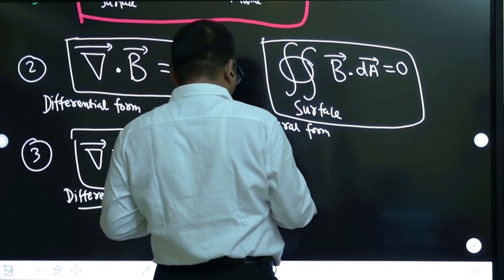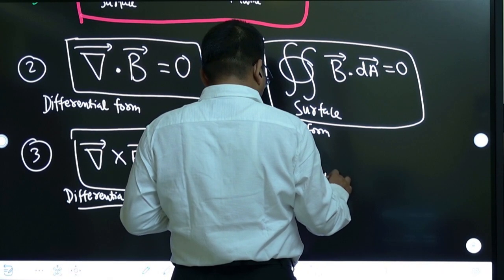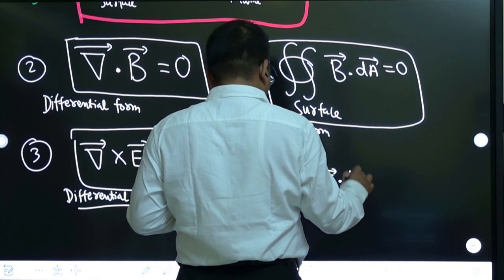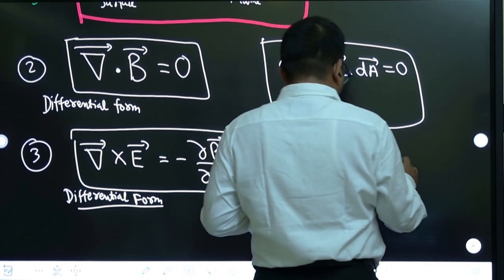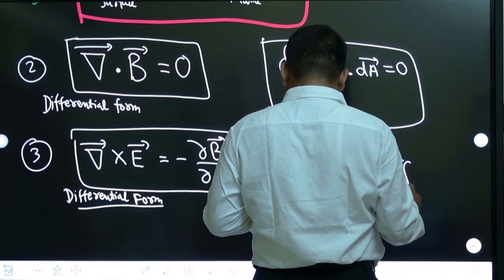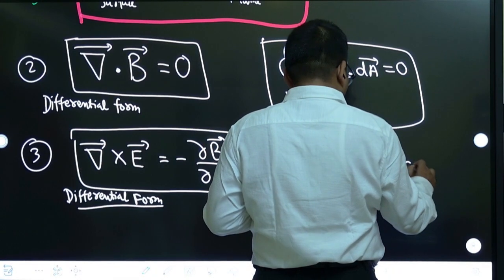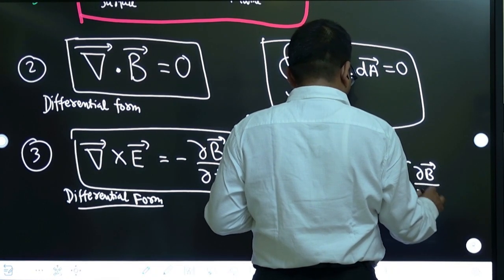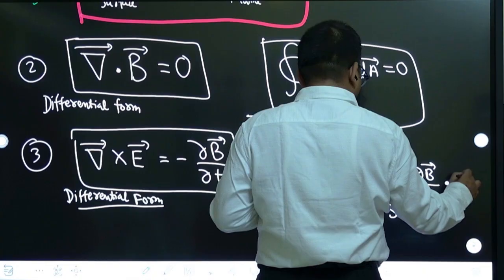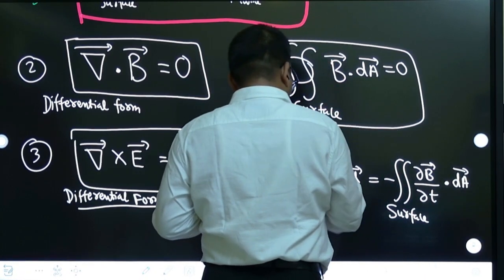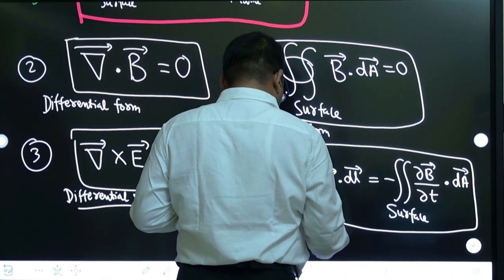And its integral form is the integral of E dot dl is equal to minus surface integral of dou B vector by dou t dot dA vector. This equation is integral form.